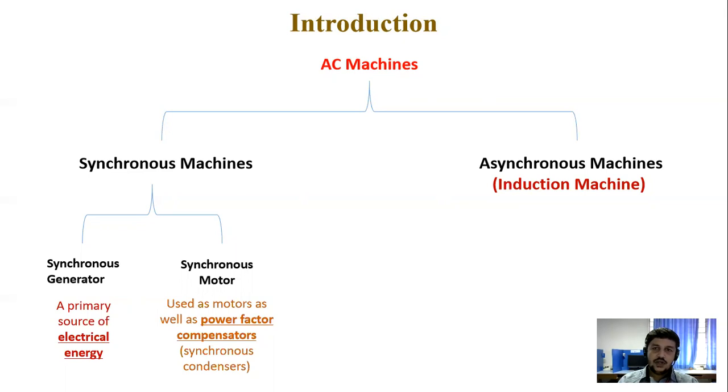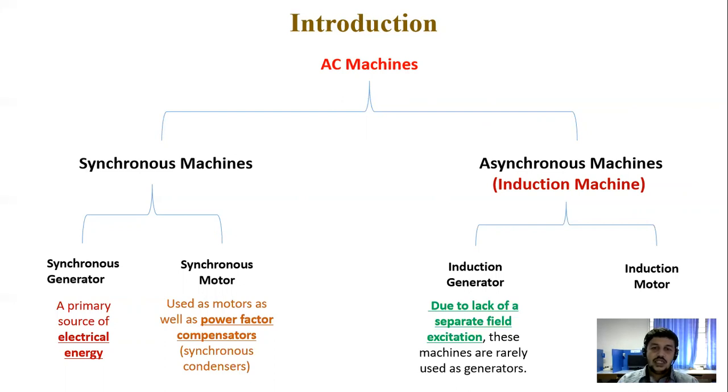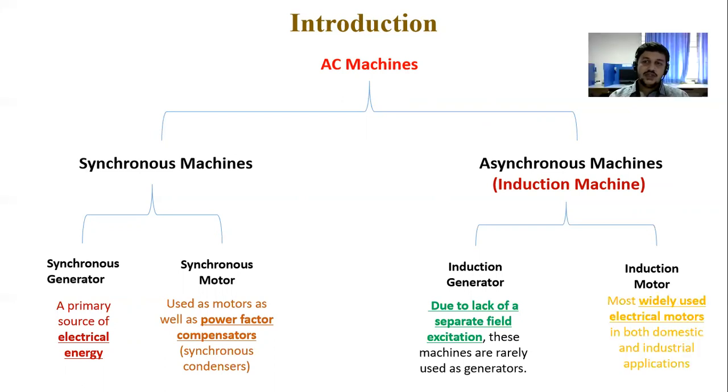Now, if we talk about induction machines, they are again classified into two different types, that is induction generator and induction motor. Induction generators are generally not used in power systems for load applications. Due to lack of separate field excitation, these machines are very rarely used in power systems as a generator. Whereas induction motors are widely used in power systems as a load in various industrial as well as domestic applications.